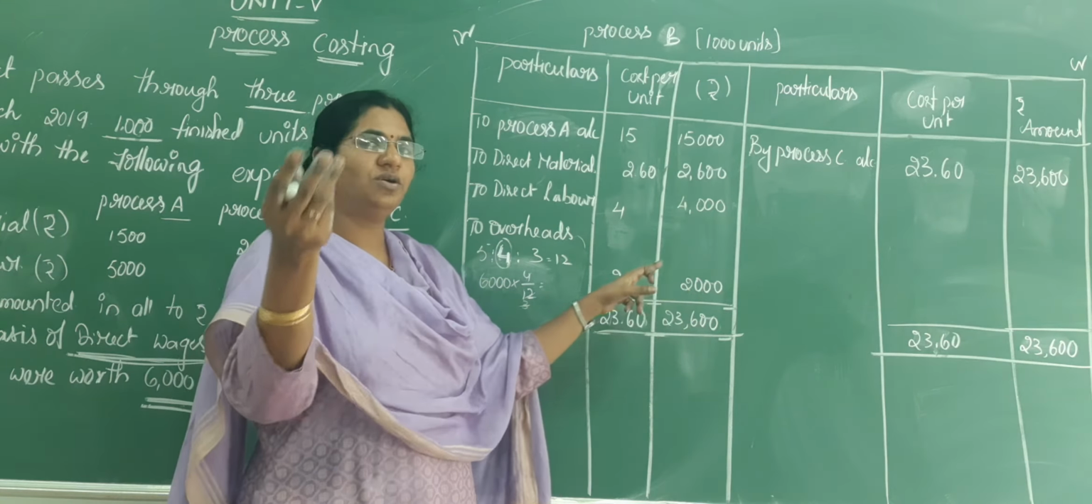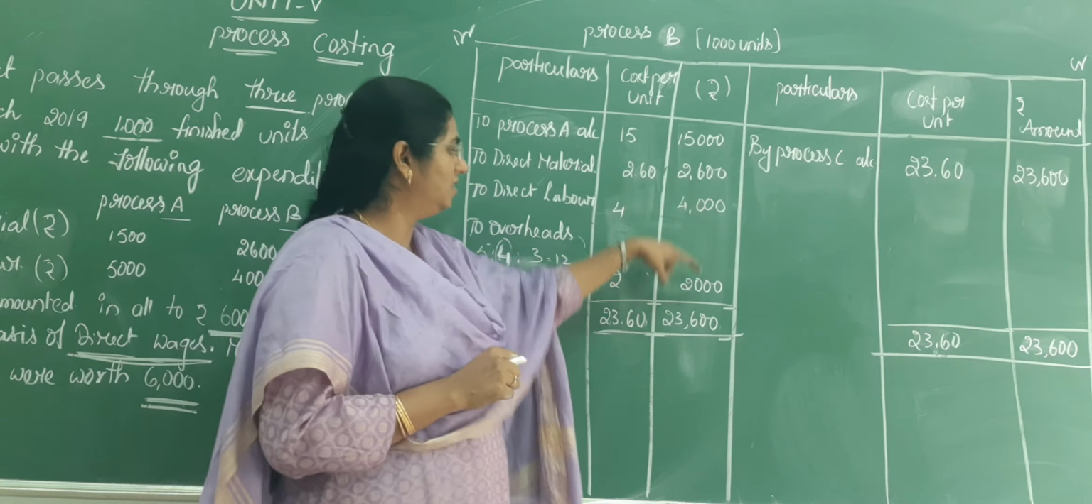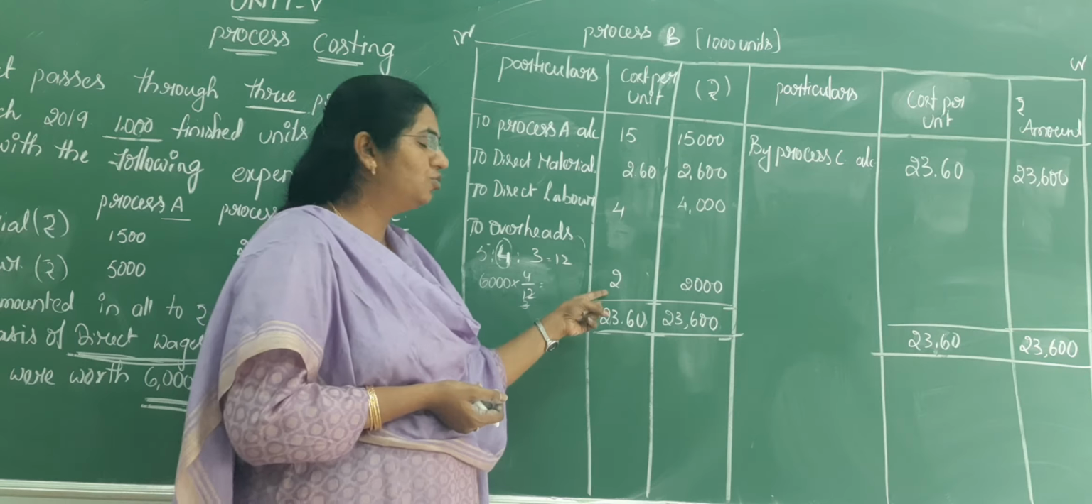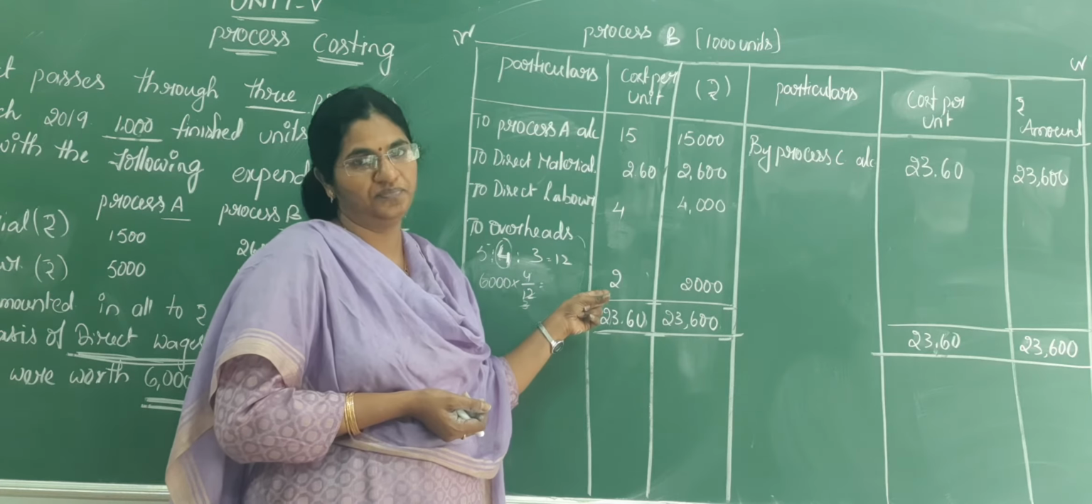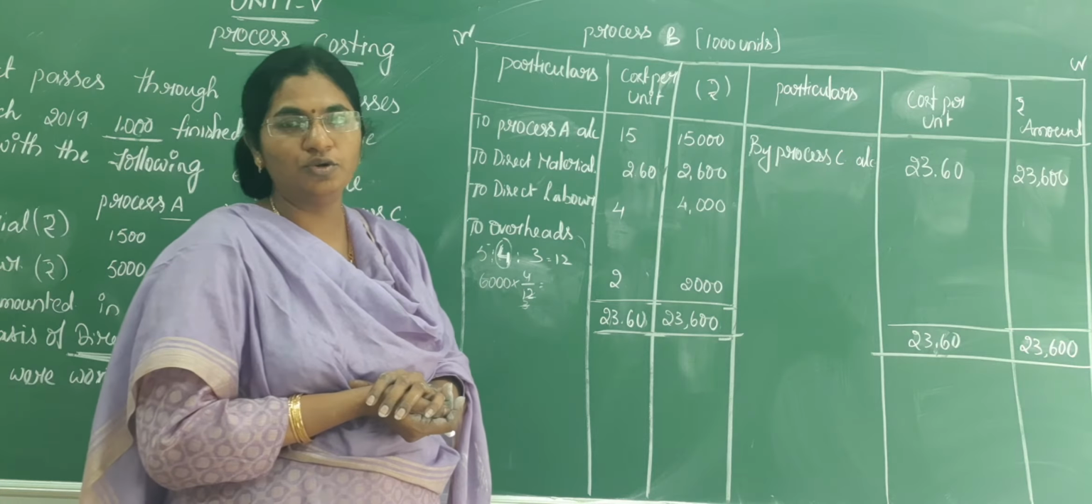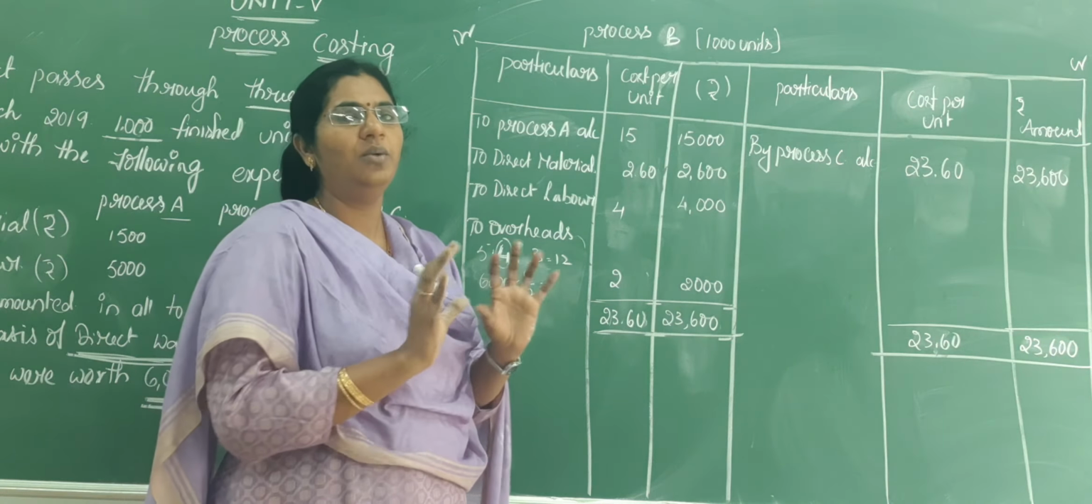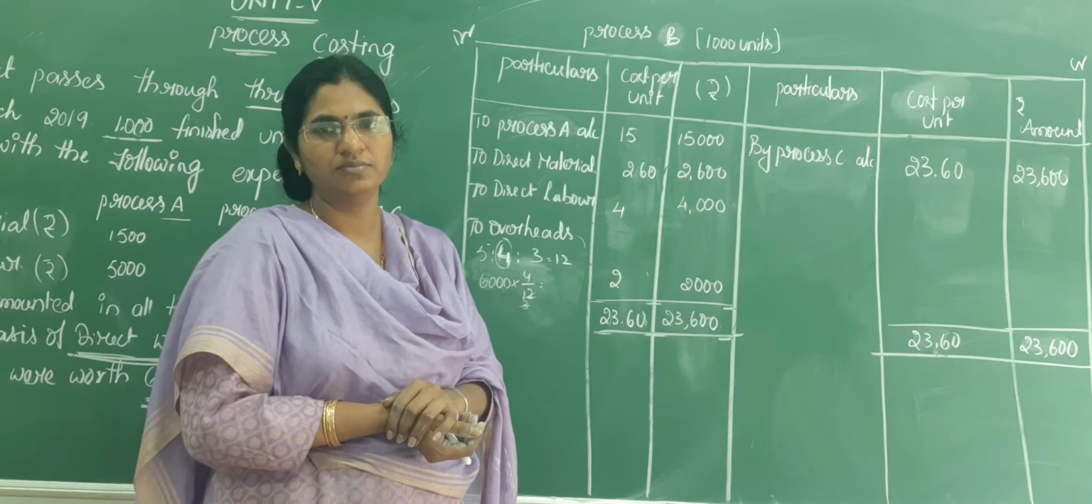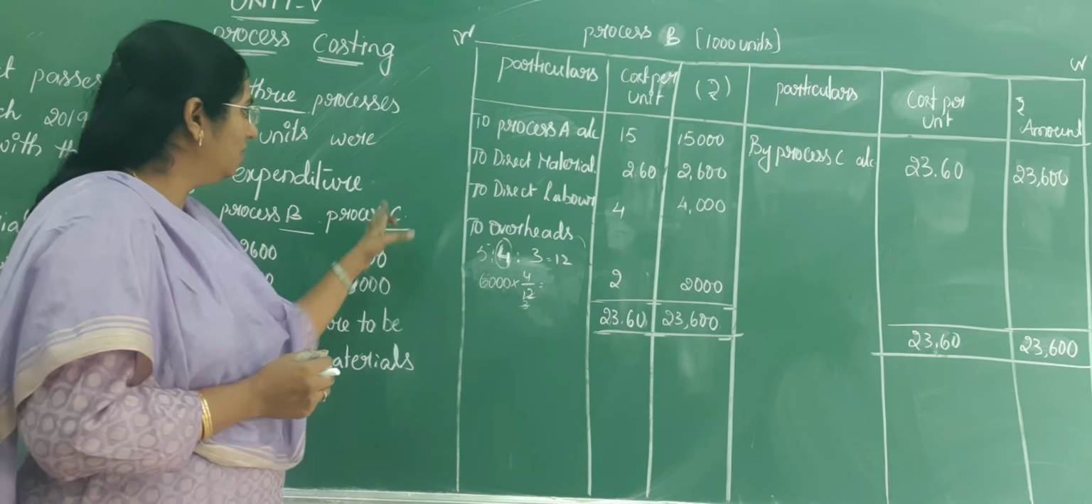So the 2,000 is for 1,000 units. What is the per unit cost? Per unit cost is 2,000 divided by 1,000, that equals 2 rupees per unit. Overhead charges are 2 rupees per unit. Now we need to transfer this entire amount to which process? Is all process over? No. So process C. So now we have to transfer.